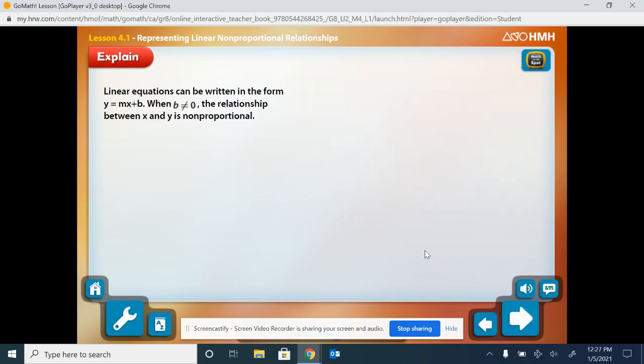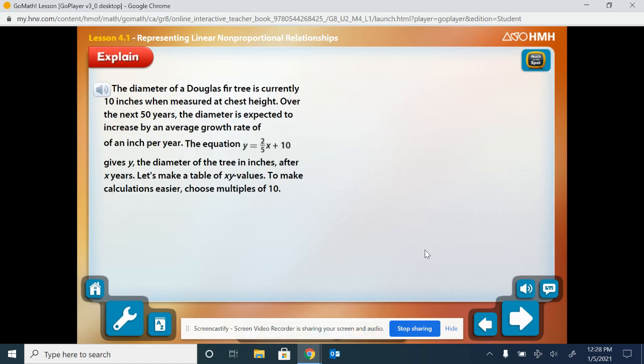A linear equation is an equation whose solutions are ordered pairs that form a line when graphed on a coordinate plane. Linear equations can be written in the form y equals mx plus b. When b does not equal 0, the relationship between x and y is non-proportional.